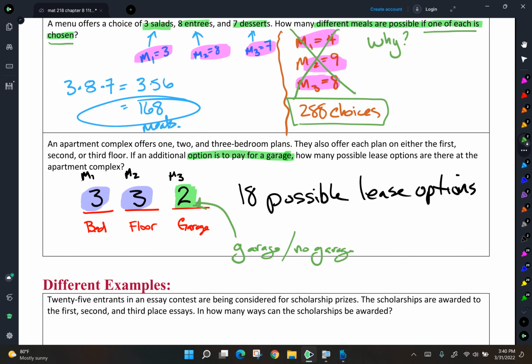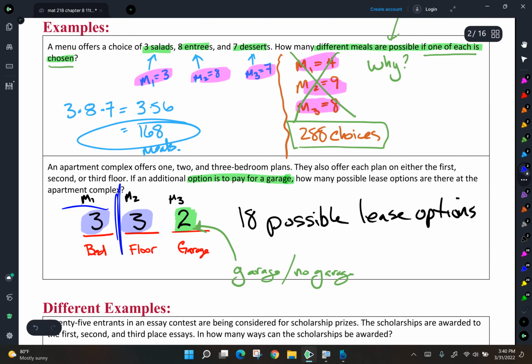In each of these problems, the steps or the choices or the options, however you want to word that, they were kind of like split up. Like the bedrooms had nothing to do with the floor. If I chose a 1 bedroom, it didn't have a limitation on how many floors there were or whether it could have a garage or not. Or which salad I chose didn't limit my options when it came to entrees.